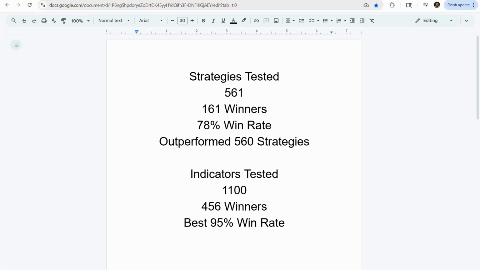Alright, as I said, today we will be testing a new volatility indicator. Before we do though, I wanted to put the testing scoreboard up for everyone to see. So to date, we have tested a total of 561 different strategies. The best one so far was able to achieve a 78% win rate. That was achieved using the Academy of Forex indicator with our new fractal candles indicator, which the strategy I'll mention later on in this video.